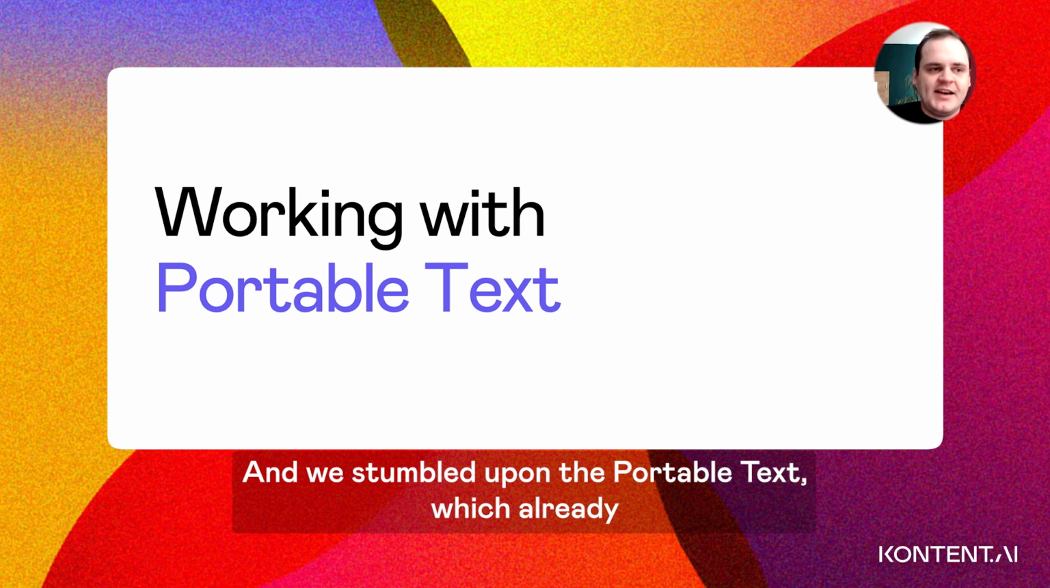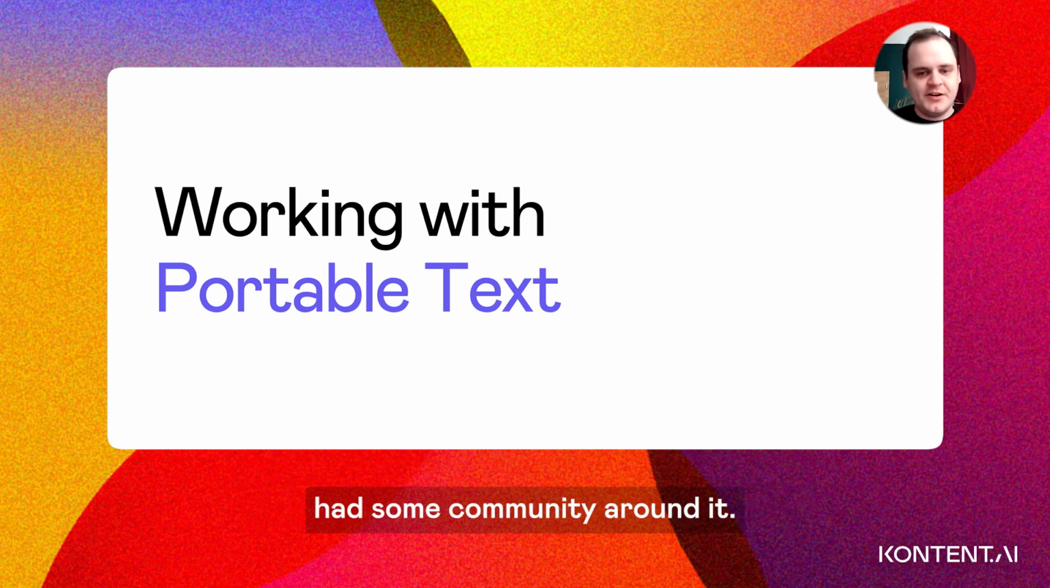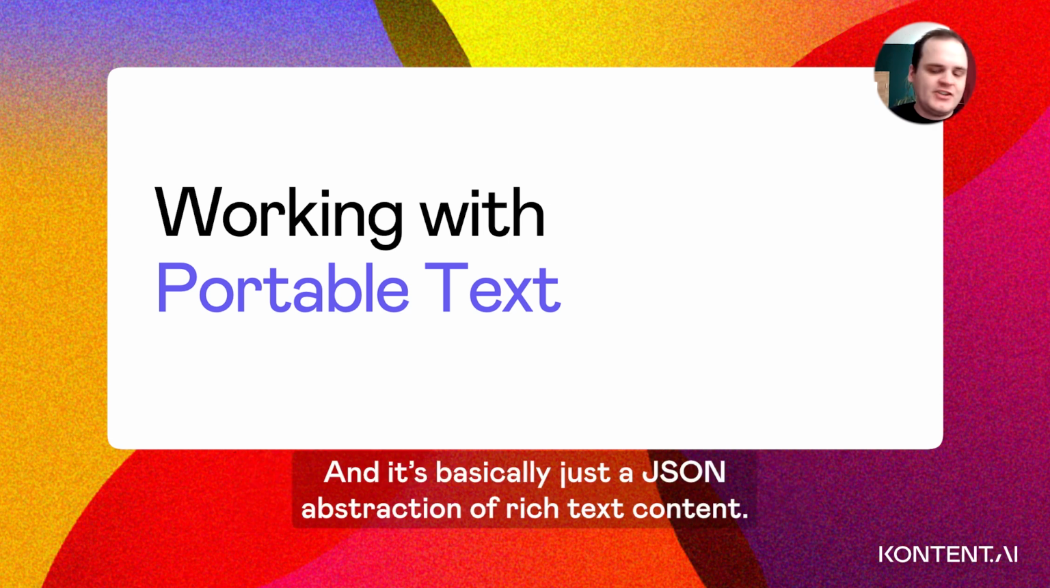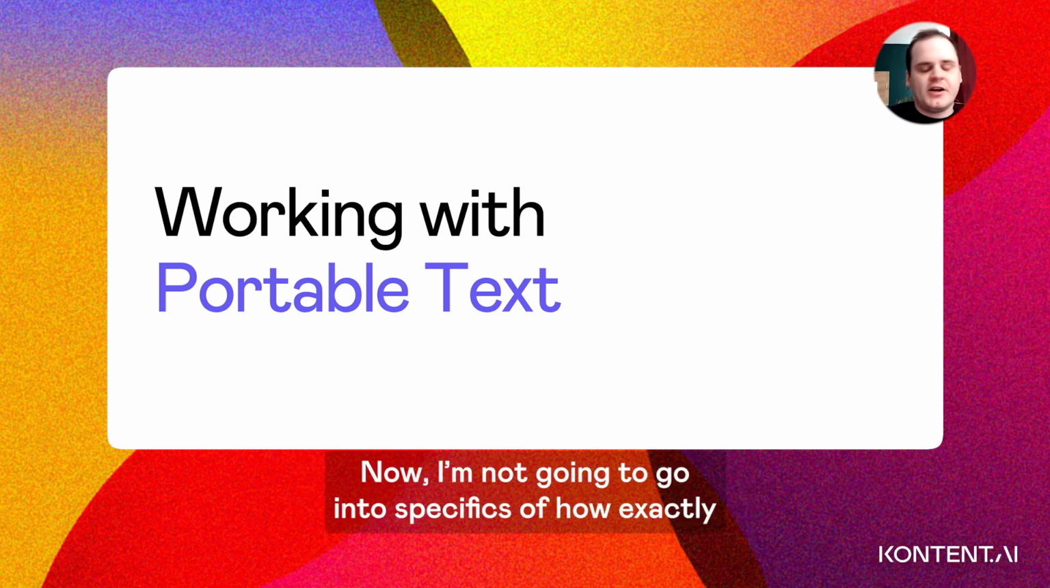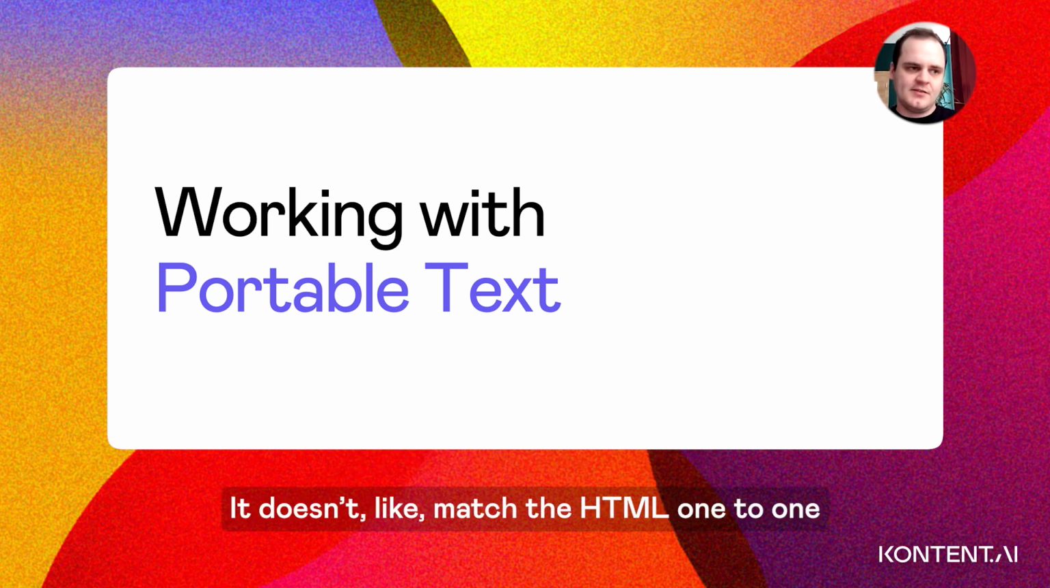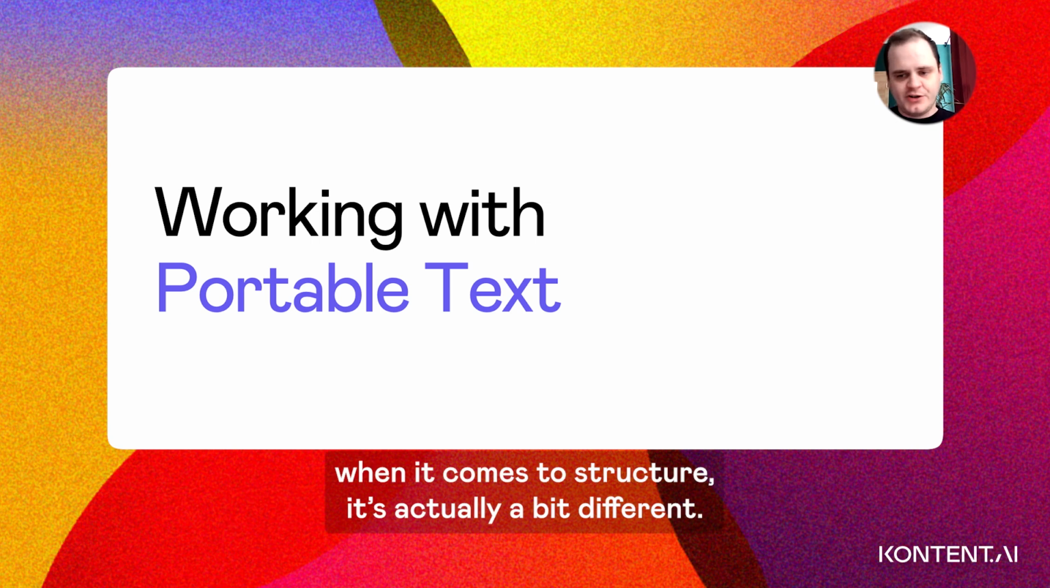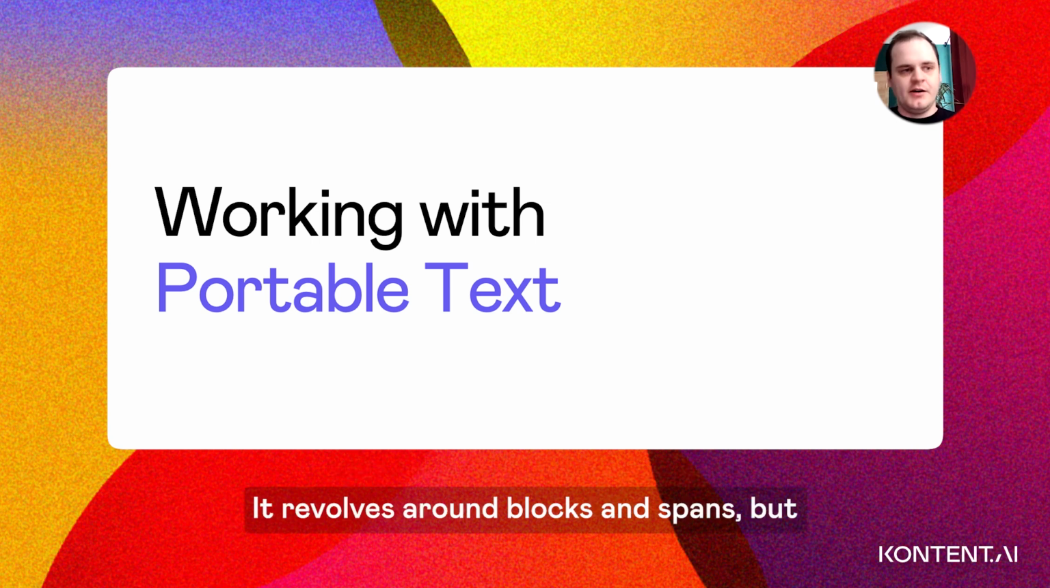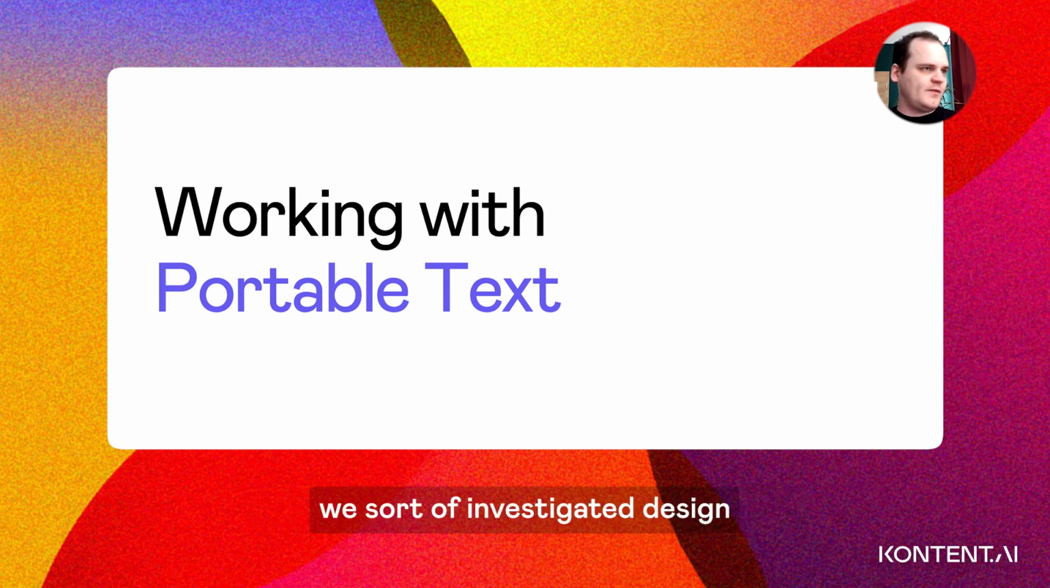And we stumbled upon portable text, which already had some community around it, and it's basically just a JSON abstraction of rich text content. Now, I'm not going to go into specifics of how exactly it's laid out. It doesn't match the HTML one-to-one when it comes to structure. It's structured a bit differently. It revolves around blocks and spans. But we investigated the design and found it very convenient.